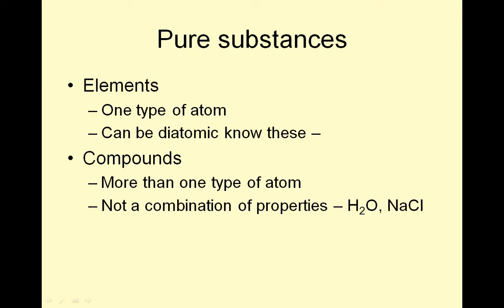So, pure substances. There are two types of pure substances, elements and compounds. Elements are one type of atom, and typically you think of something like iron or helium. But they can be diatomic, and you need to know your seven diatomics, which are Hunkelbrief. And you do need to memorize those.